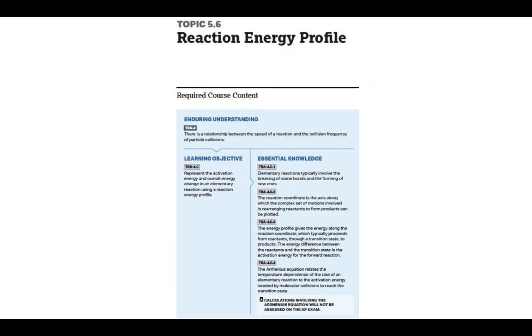The Arrhenius equation would give you the dependence of the rate on temperature and relate that to activation energy. However, calculations using the Arrhenius equation will not be tested on the exam. Hallelujah.